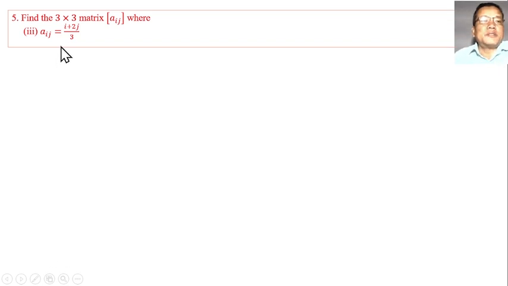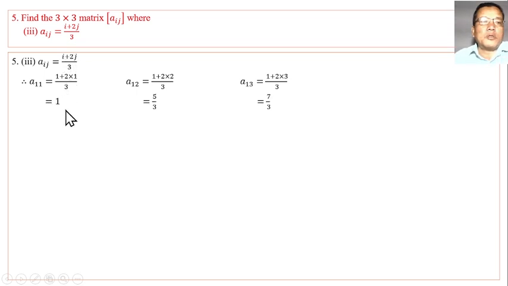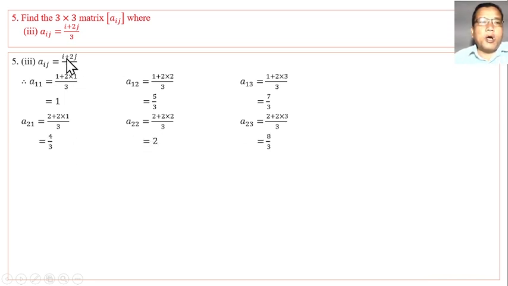Number 3. Aij is (i plus 2j) by 3. Here Aij is (i plus 2j) by 3. Assume A of 1,1, i equals 1, j equals 1, simplify the rows. A of 1,2, i equals 1, j equals 2, will be equal to 5 by 3. A of 1,3, i equals 1, j equals 3, is 7 by 3. And A of 2,1, i equals 2, j equals 1, simplify the row, 4 by 3. Then A of 2,2, i equals 2, j equals 2.